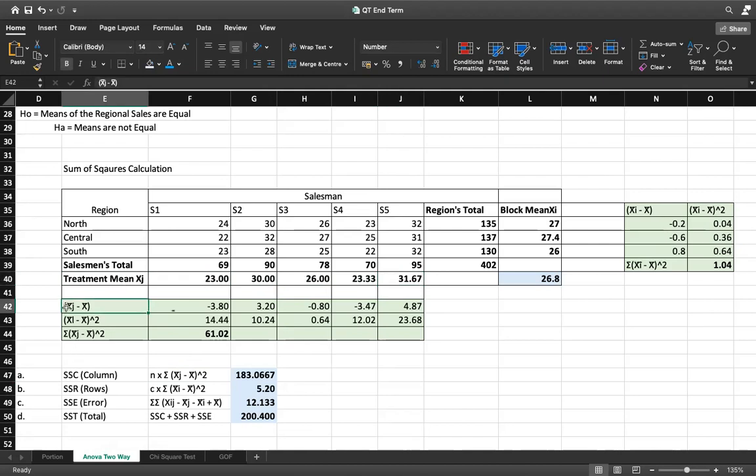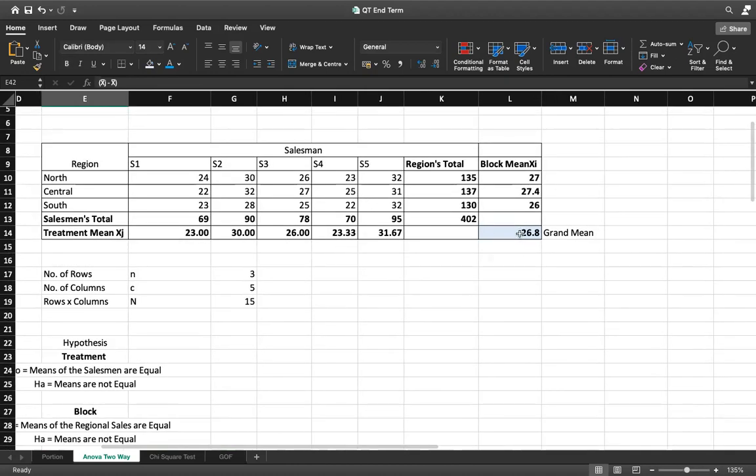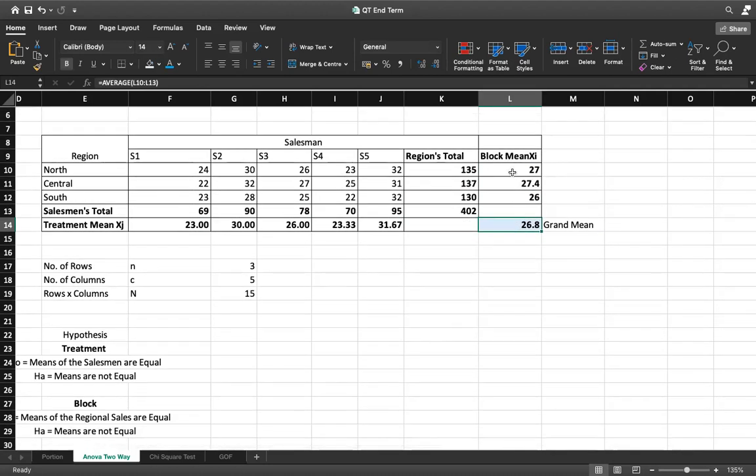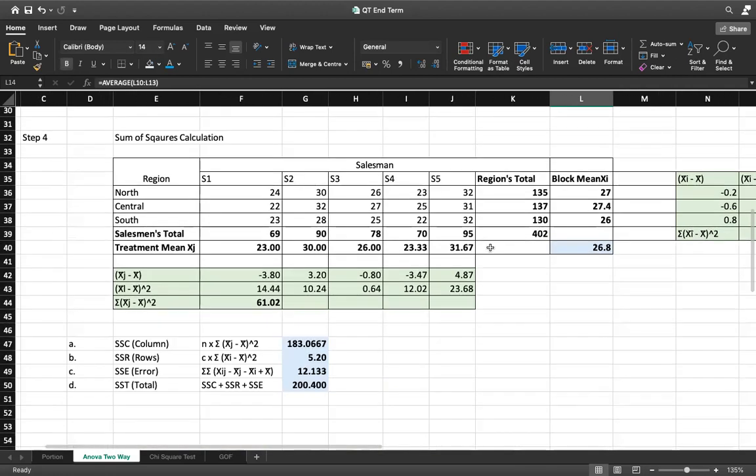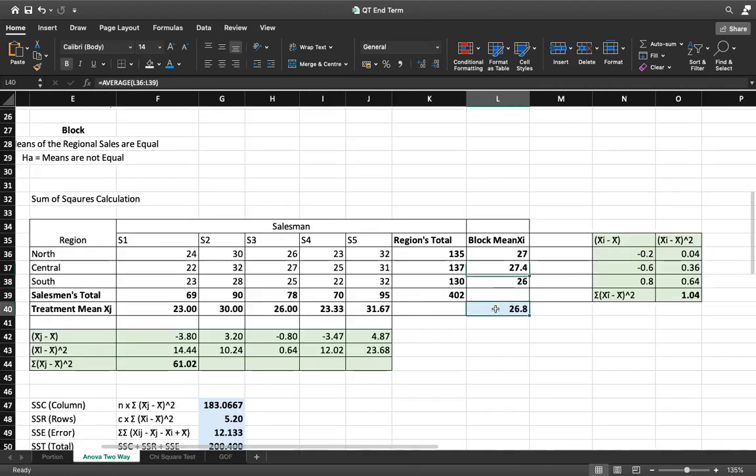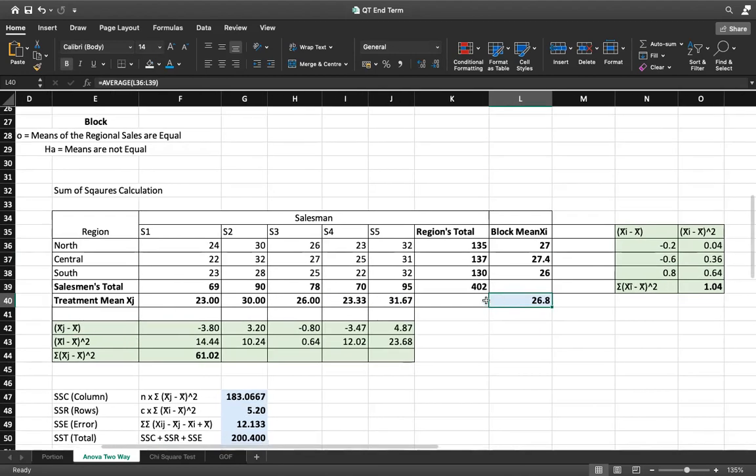The first step is to find xj minus x bar. Sorry, I forgot to mention it earlier: x bar is your grand mean. The grand mean is basically the average of your block means, or you can take the average of your treatment means. Both of them will give you the same grand mean. I just took the block means because it's divided by 3, which is easier, but it does not matter. So this is your grand mean, and your x bar is your grand mean.